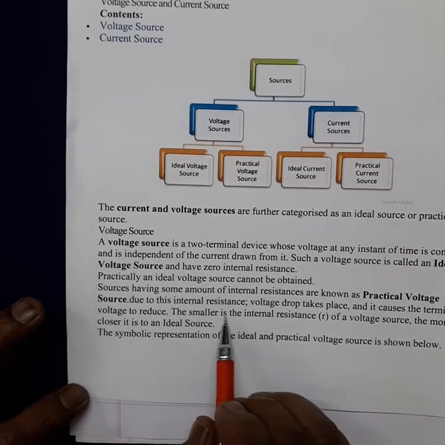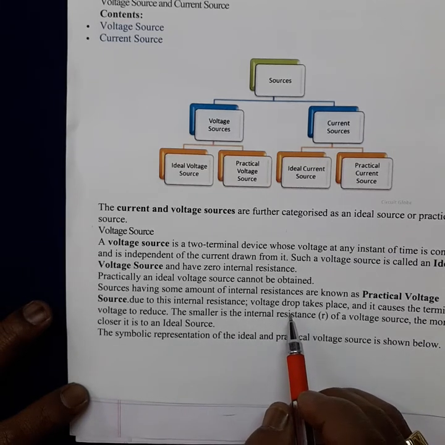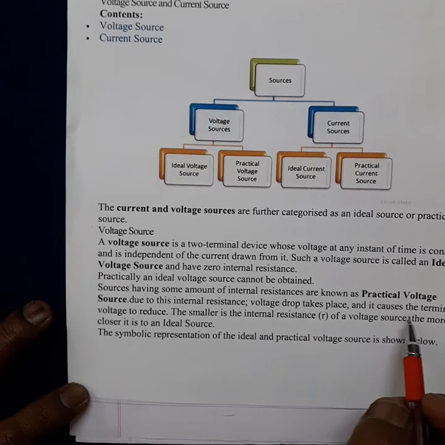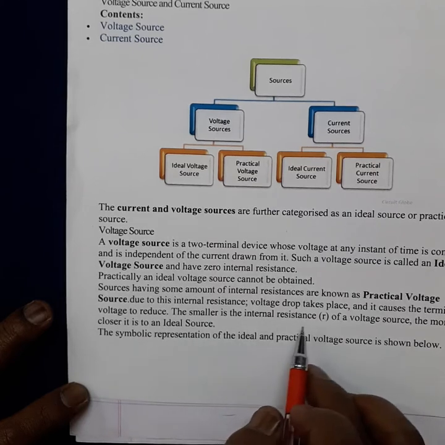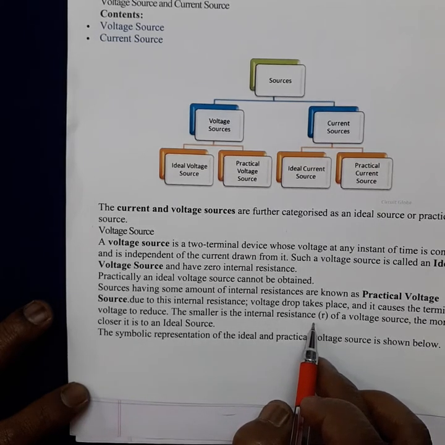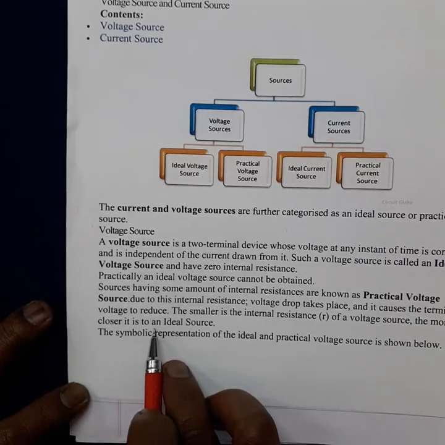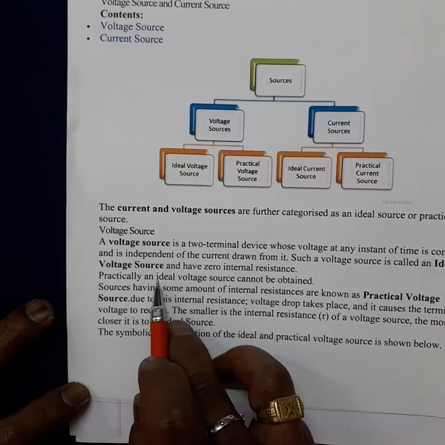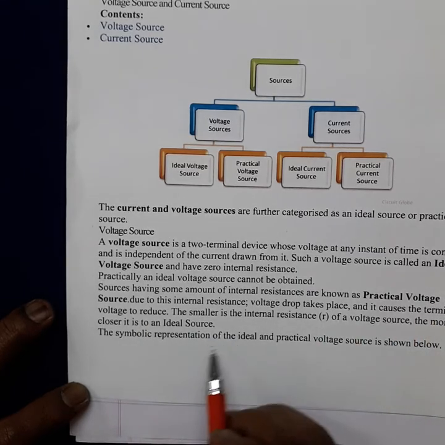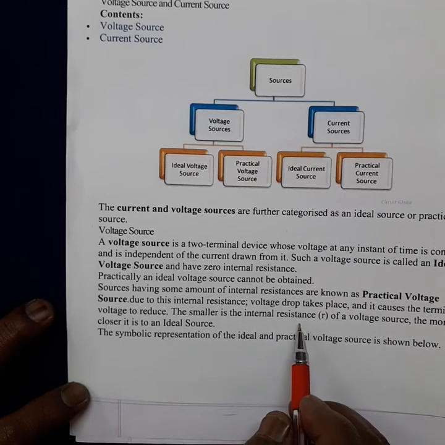Due to this internal resistance, some voltage drop takes place, and it causes the terminal voltage to reduce. The smaller the internal resistance of a voltage source, the closer it is to an ideal source. So to make a practical voltage source an ideal voltage source, we have to use a smaller internal resistance.